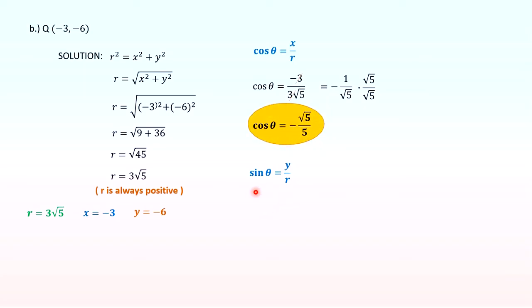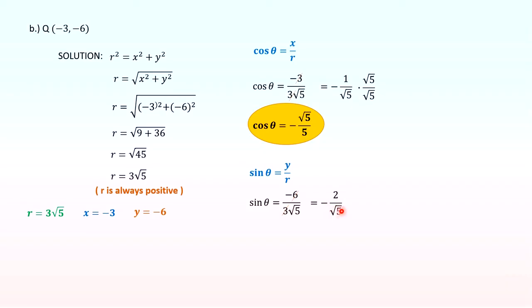So let's proceed to sine theta. Sine theta is equal to y over r. So we need to replace y by negative 6. We need to replace r by 3 square root of 5. So here it is. So sine theta is equal to negative 6 over 3 square root of 5. Again, we can cancel 6 and 3. So our 6 now becomes 2 and 3 becomes 1. So it becomes negative 2 over square root of 5.